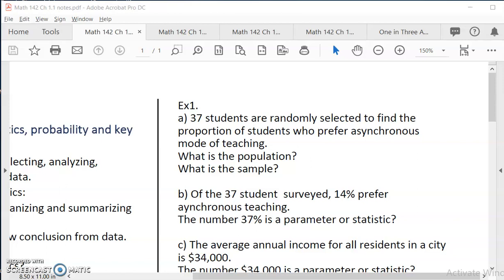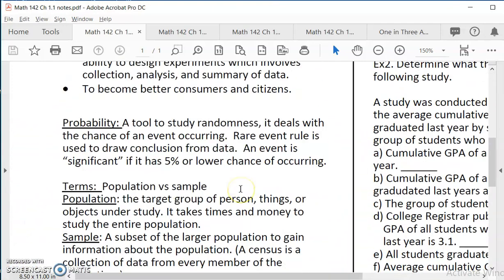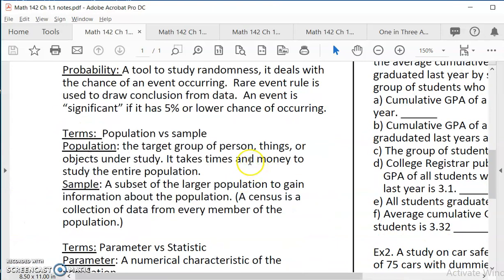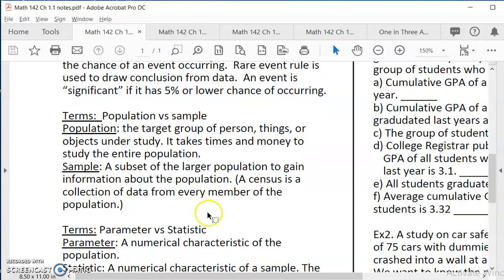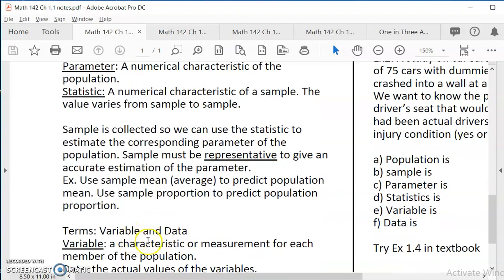Hello, statistics student. This video is for chapter 1.1 part 2. We will look at some examples to understand the 6 terms that we have introduced in part 1. The 6 terms are population, sample, parameter, statistics, data, and variable.